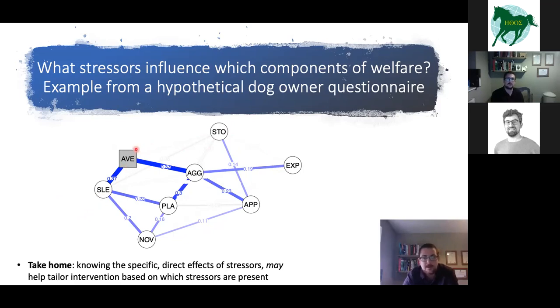And what we could do from this is look at it and say, okay, this aversiveness is strongly related to having a direct effect on animals' ability to sleep and aggressive behavior. As we saw in the previous example, obviously we want to get rid of this aversiveness, the stressor, but just because we do that, it doesn't necessarily mean that the state of the network will improve, because it might be in this stable state.